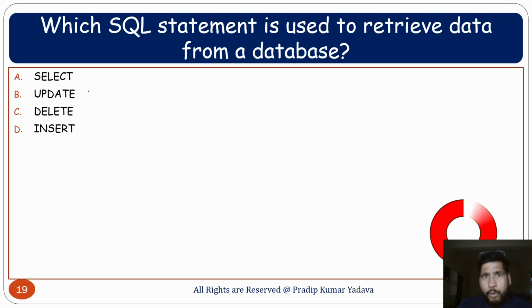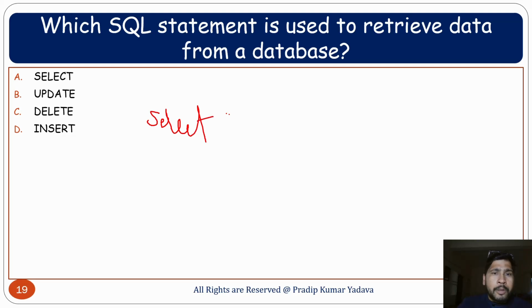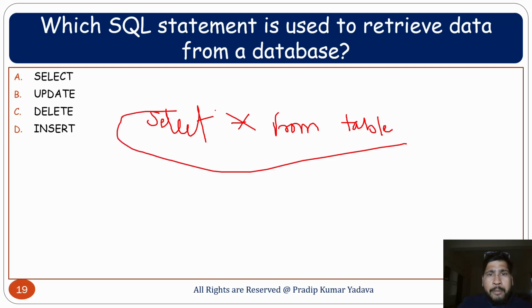Okay. Which SQL instruction is used to retrieve data from a database? So basically if you ever want to retrieve or fetch data from a database, then we use select. Means suppose there is a table, if you want to select all the data, you have to write the query select star from table name. So it will return all the data from the table. Means by this process you can retrieve data.